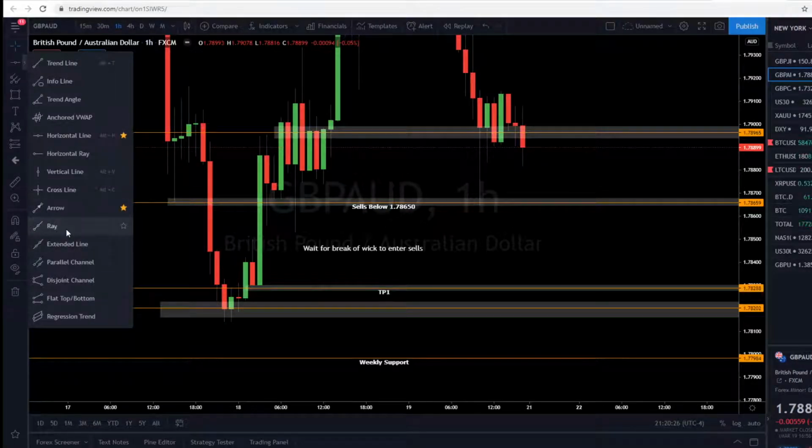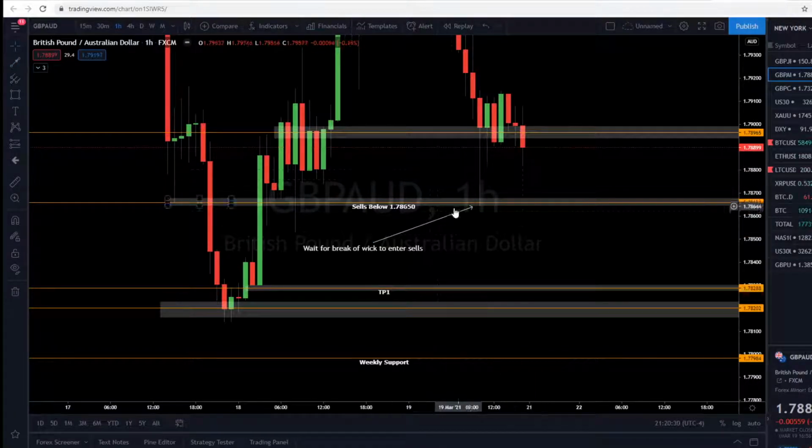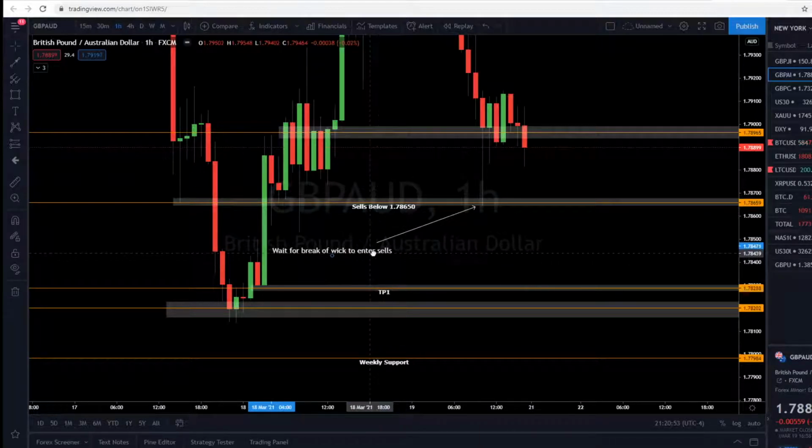Just mark this. Now, because this was ranging before, what I would ideally like to see is a candle close below this range, a candle close below this range and somewhere around this area, and then the next candle to actually break the low of this wick. That would be an ideal scenario for a sell. So now you know where you're going to have your stop loss, where you're going to have your take profit. Everything is going to be easily readable.